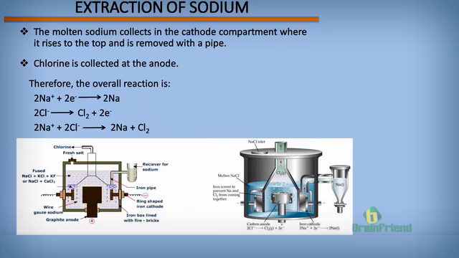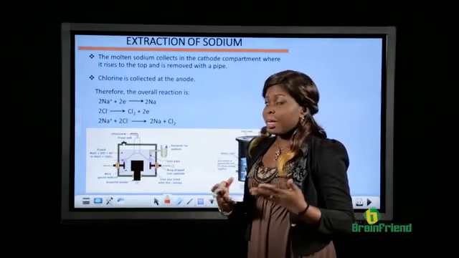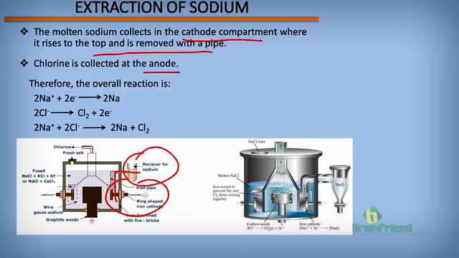So the sodium atom, the metallic sodium, is in a molten form, so we call it the molten sodium. It collects at the cathode component, where it rises to the top and is removed with a pipe. So the sodium that forms at this cathode rises to the top and it is removed with an iron pipe into this receiver. Chlorine is collected at the anode. So the chlorine is given off at the anode.